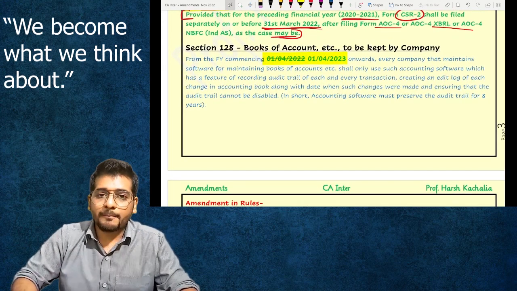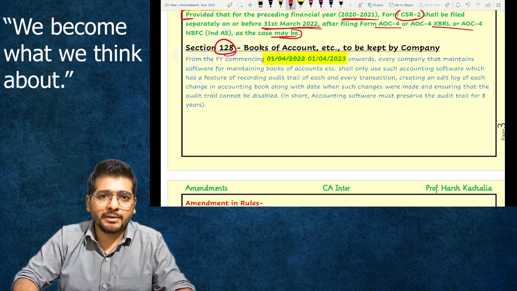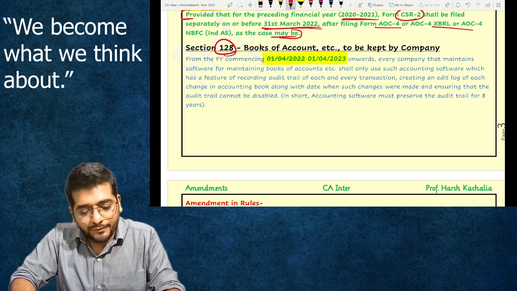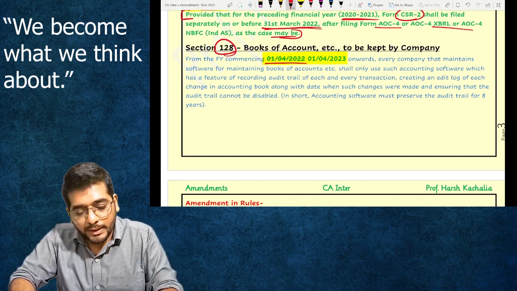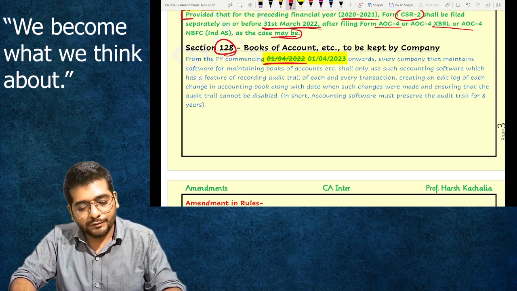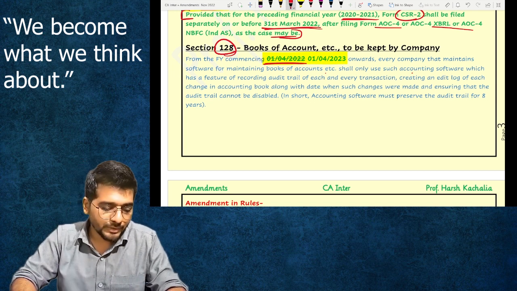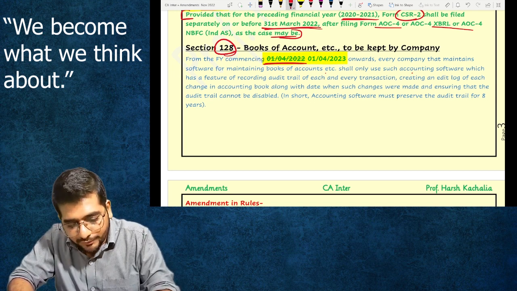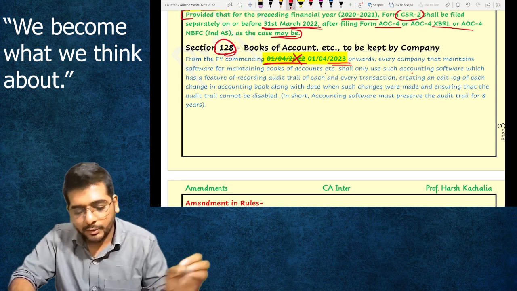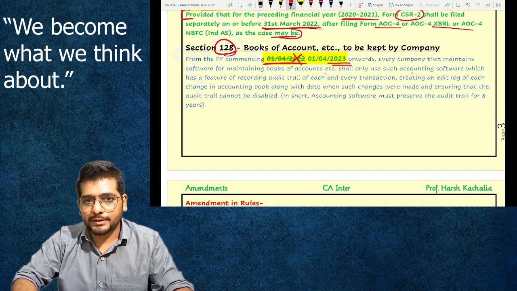Small change again. Books of accounts, section 128, to be kept by the company. Everybody knows, right? From the financial year commencing 1/4/22, there was this provision onwards, every company maintains software, electronic form, books of accounts allowed, and all that. The new provision says instead of 22, we are making it 23. Just a change of date from 22 to 23.